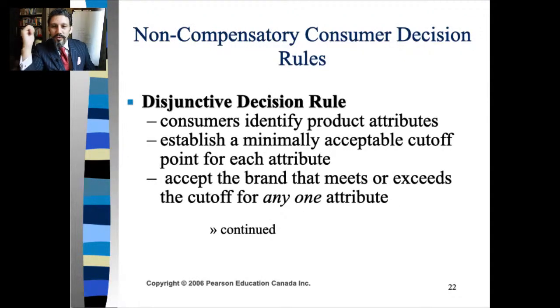Then we could have a disjunctive decision rule. Consumers identify product attributes, establish a minimal acceptance cutoff point for each attribute, and accept the brand that meets or exceeds each or any one of the cutoff points. So you have a certain set of cutoff points. Any brand that meets any one of those attributes, the cutoff points, they're included in our list of products to evaluate.